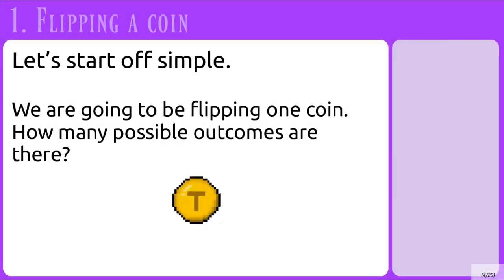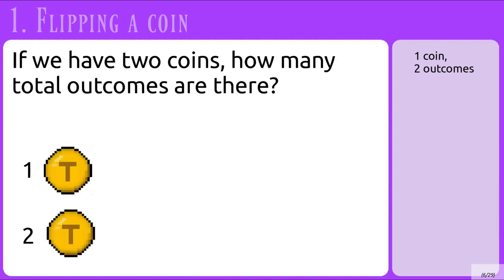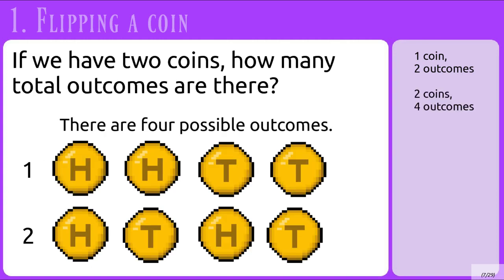First, let's start off simple. We are going to be flipping one coin. How many possible outcomes are there? There will be two possible outcomes. Either the coin will land on heads, or it will land on tails. And if we have two coins, how many total outcomes will there be? There will be 4 total outcomes. We can either get both heads, both tails, or we could get heads for the first and tails for the second, or tails for the first and heads for the second.